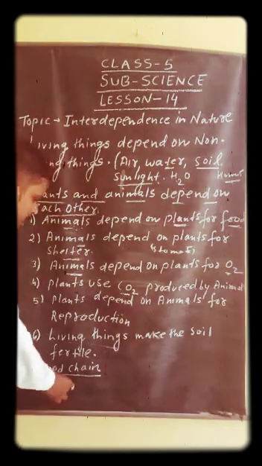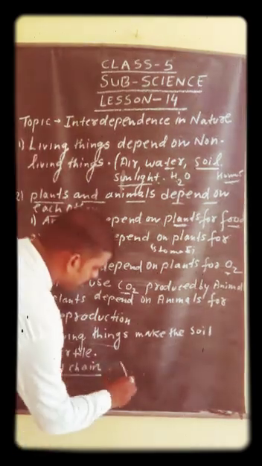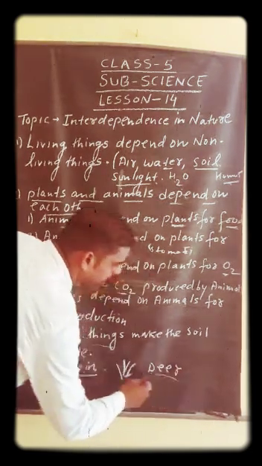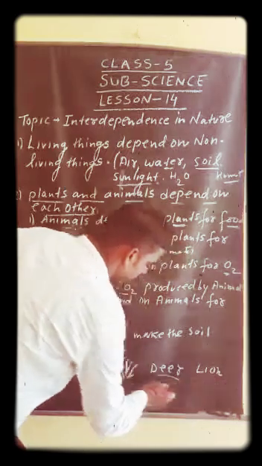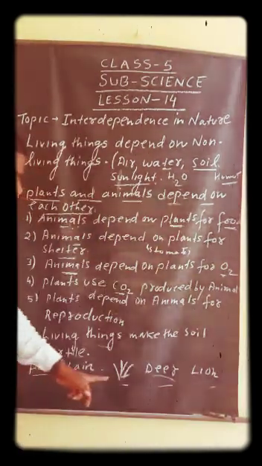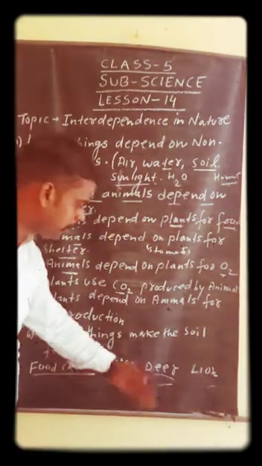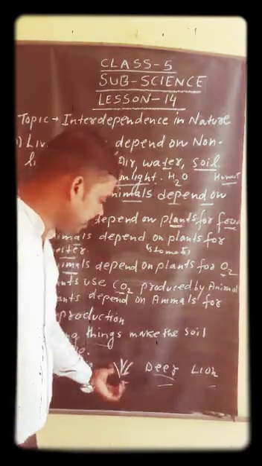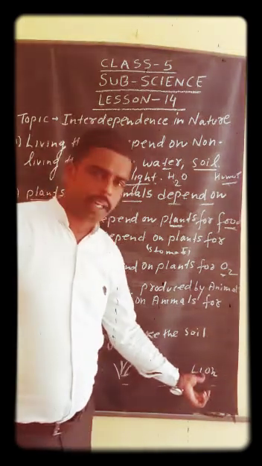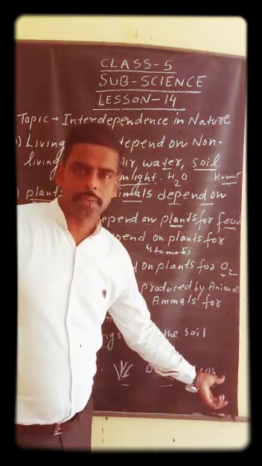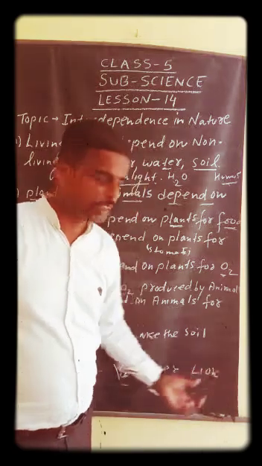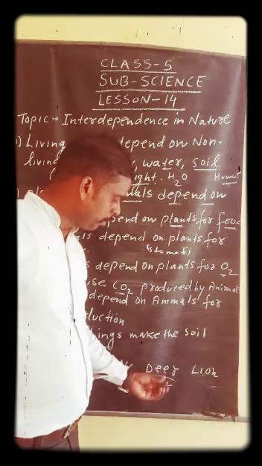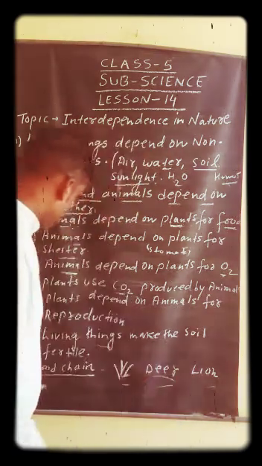Now the next point is the food chain. Suppose there is grass, and this grass is eaten by a deer, and the deer is eaten by a lion. This process is known as a food chain. It is the sequence of living things where one organism consumes another to maintain balance in nature. The grass is eaten by the deer, the deer by the lion, and when the lion dies, scavengers like hawks consume it. The food chain is the transfer of food from one organism to another.